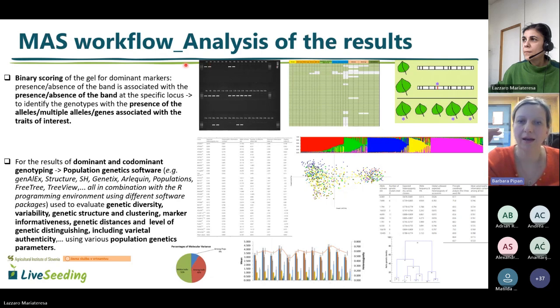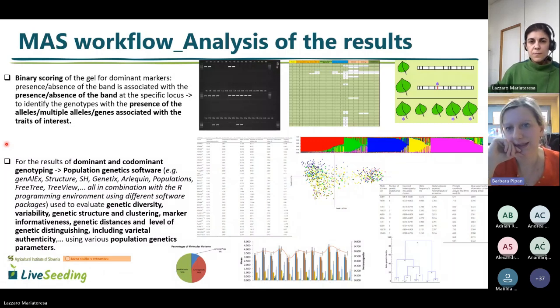So it can be scored very quickly. But for combining the results from the codominant genotyping and the dominant genotyping, we are using population genetics software. For those who are familiar with population genetics analysis, you are using, I guess, the same software as well: GenAlEx, STRUCTURE, Harvester, GenePop, Arlequin, Populations, TreeView.